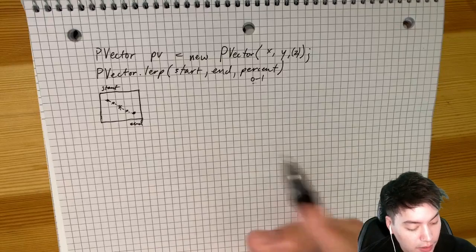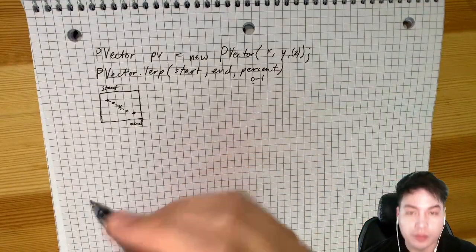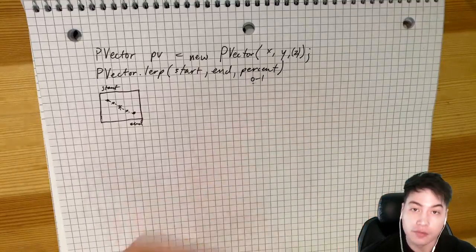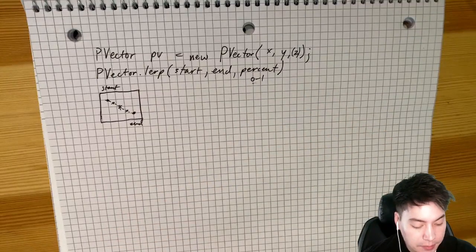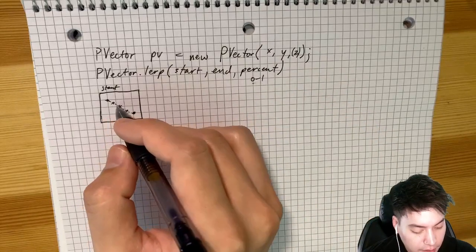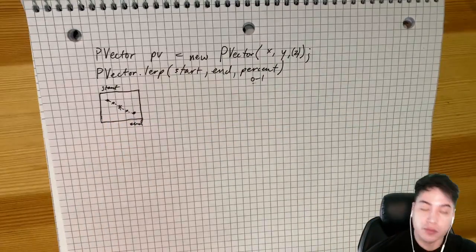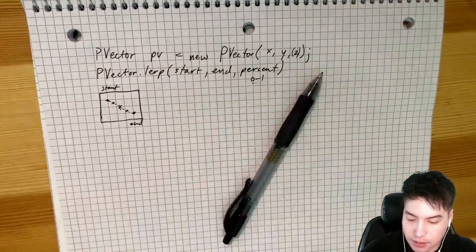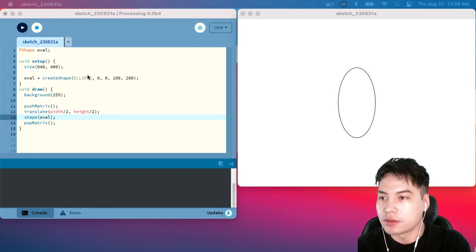And so we can use that, right? So we can basically, like we were doing with the previous sketch, where we just kind of increment some counter or some value over time as the sketch runs, we can change this percent over time, and it will return a vector in between our start and end points, and then we can translate the shape to that vector. So let's take a look at how we can do that in our code.